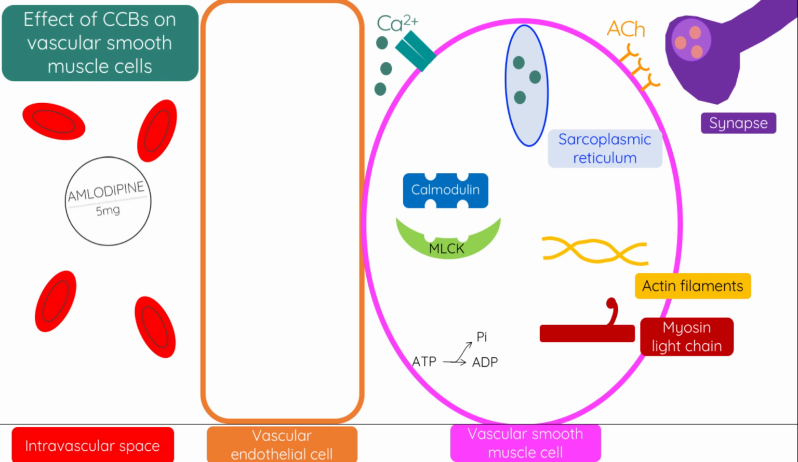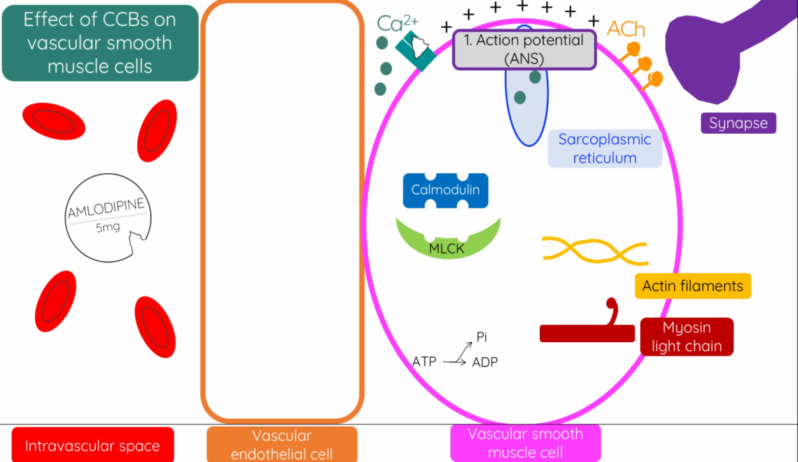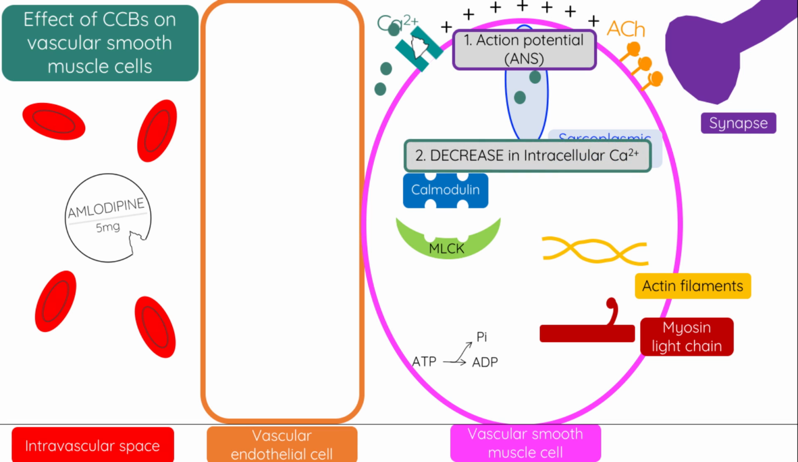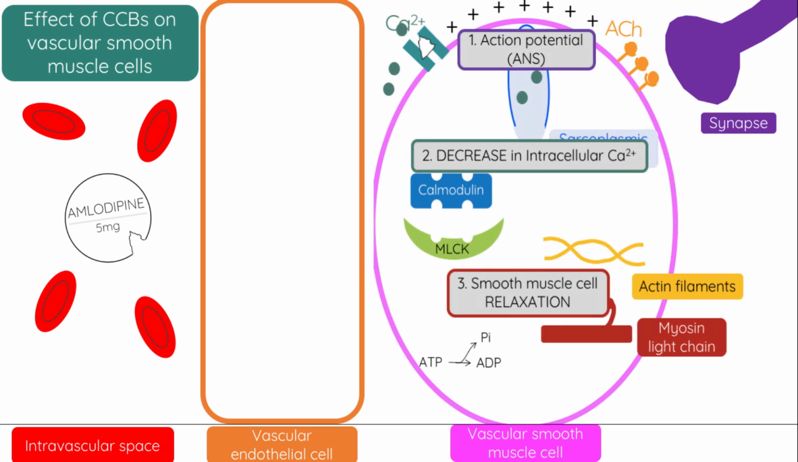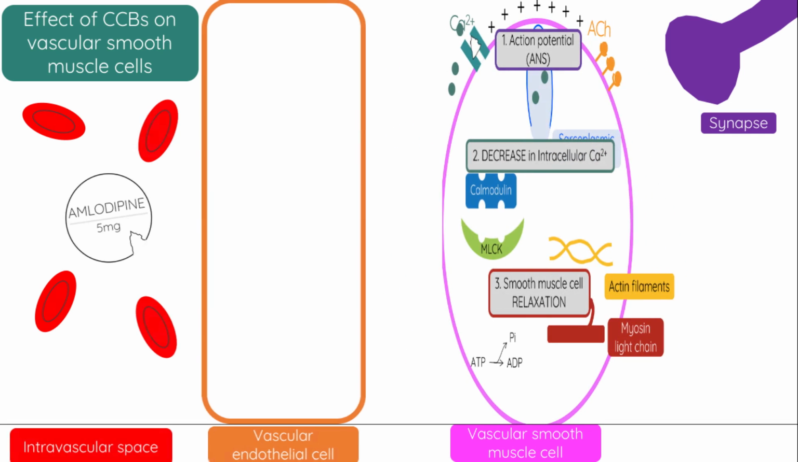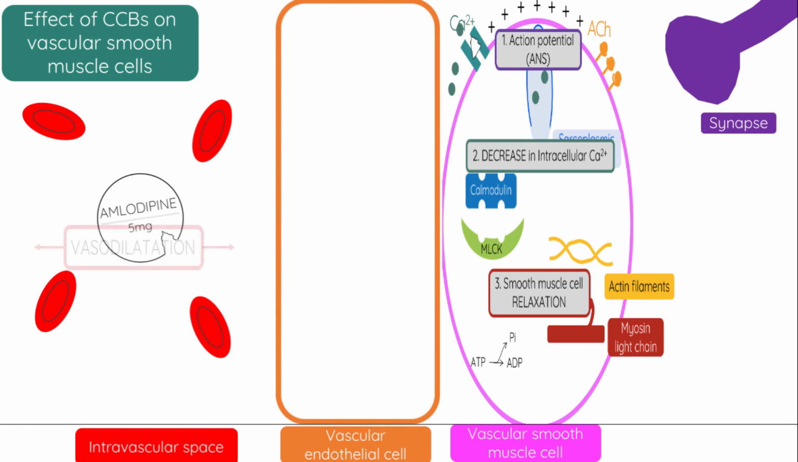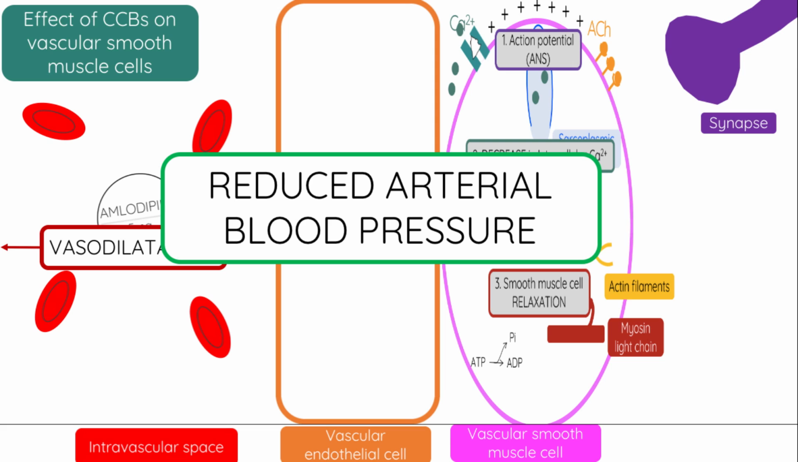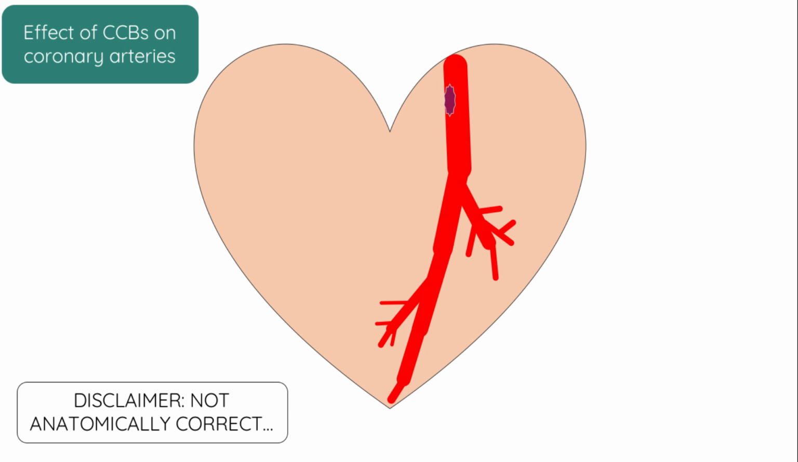Now, if someone is given a calcium channel blocker, particularly a dihydropyridine, which are specific to vascular smooth muscle, this decreases the intracellular calcium ion concentration, leading to smooth muscle cell relaxation. And as you can see, this causes vasodilatation of the blood vessel. Vasodilatation of arteries leads to a reduction in arterial blood pressure, and this is why calcium channel blockers are used to manage hypertension.